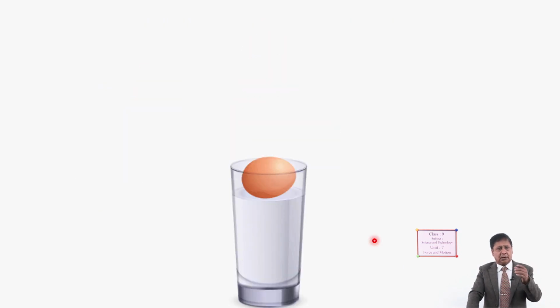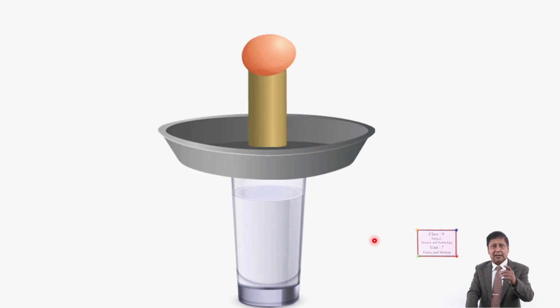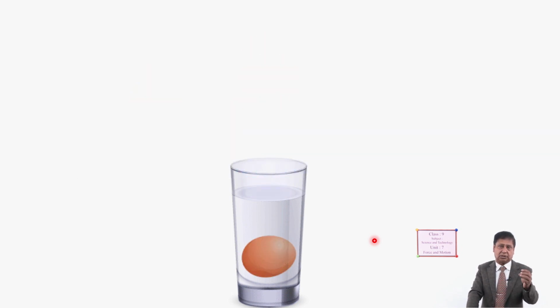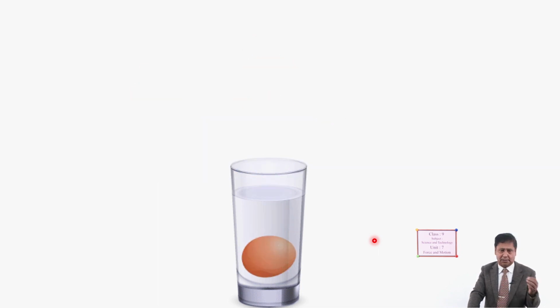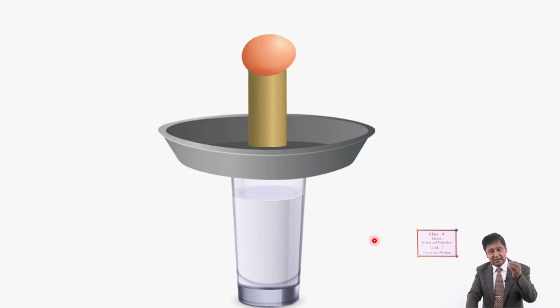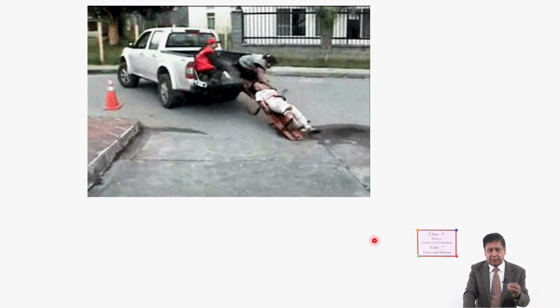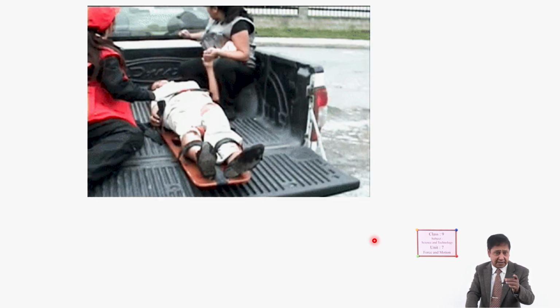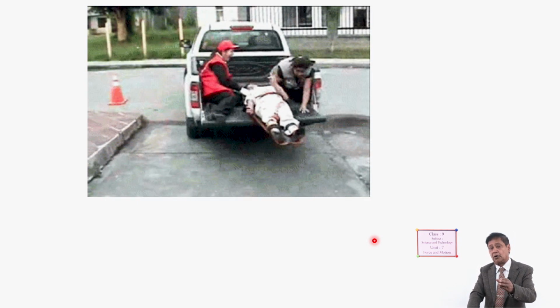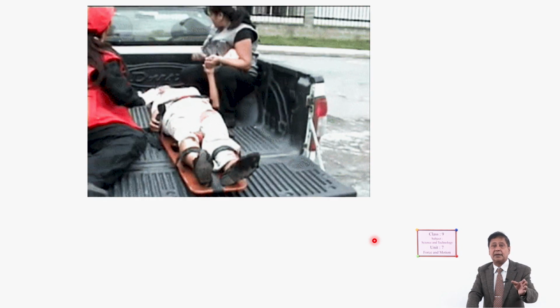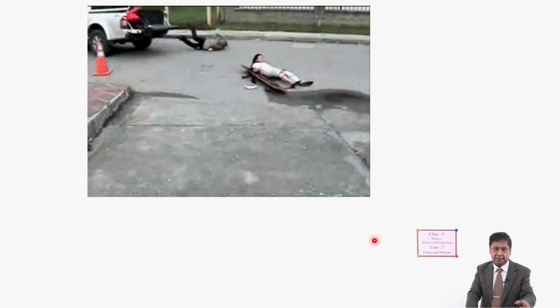Okay, in the same way, look at this. Here also, the egg had a tendency to continue its rest state, that is inertia of rest. Because of that reason, when the support is pulled, because of the inertia, it continued its state of rest and fell down due to gravity. Now look at this also, an example of inertia of rest. The body of this patient had inertia of rest and it tends to continue the state of rest. That's why when the small truck went away very fast, her body fell down on the road.